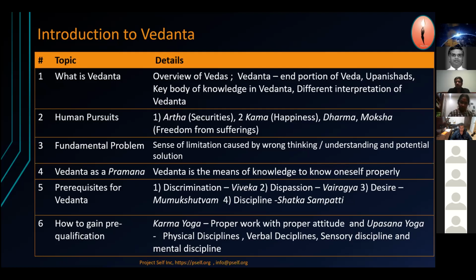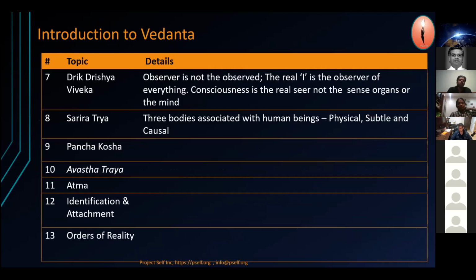For that, two practices or disciplines were prescribed. One is called karma yoga, which will clean the mind and give the chitta shuddhi. And the second one is upasana yoga, which is going to give me the chitta sthiti, stability. So this is what we saw, how to gain the pre-qualification. Once we gain the pre-qualification, how do I try to know myself? Because I'm ready to use Vedanta as a pramana, I need to use the teachings of the Vedanta.